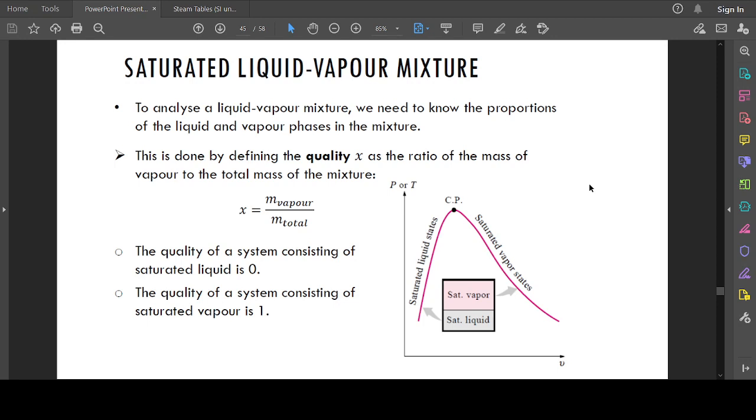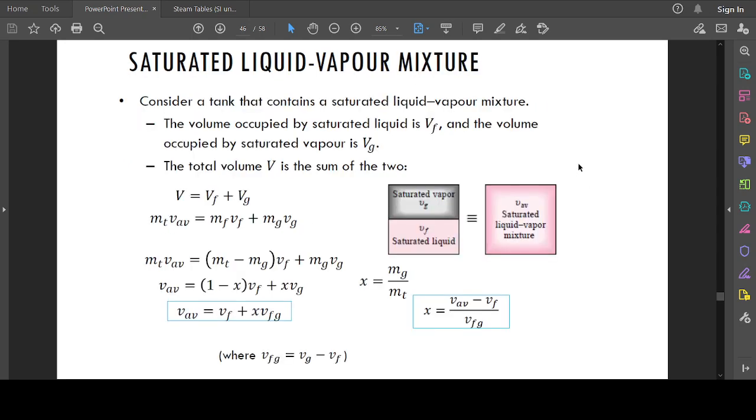With this established, the more saturated vapor in the system, the higher the quality, because the target here is the vapor phase, which is steam in this case. So the more saturated liquid we have in the system, the lower the quality of the steam, like I explained with the steam going through a turbine system. Now consider a tank that contains a saturated liquid-vapor mixture. The volume occupied by the saturated liquid is referred to as Vf, where f denotes liquid, and the volume occupied by the saturated vapor is Vg, where g denotes gas or vapor.